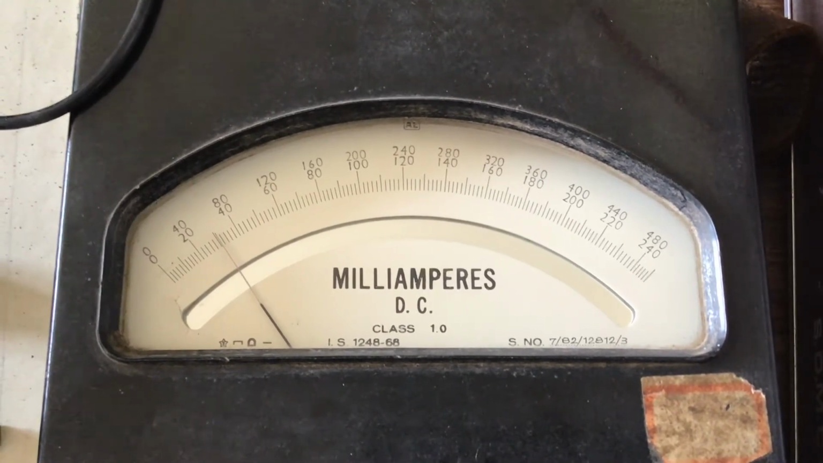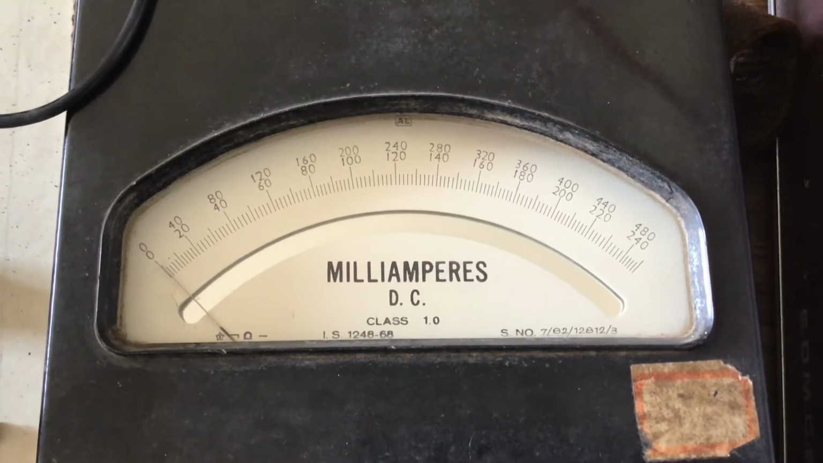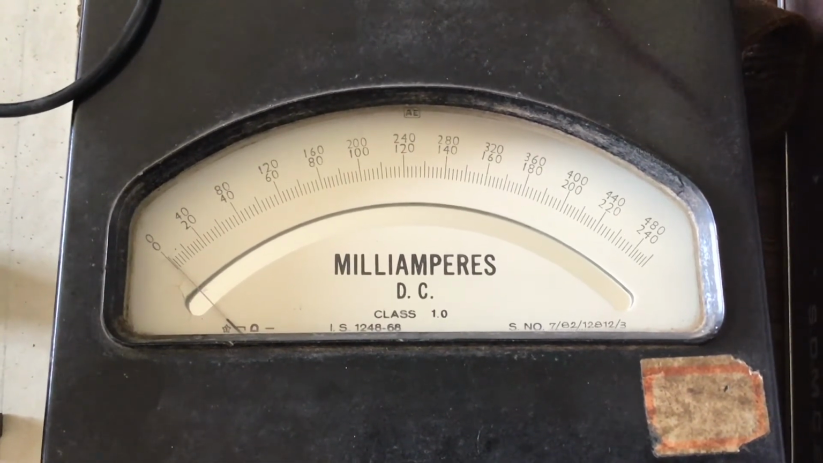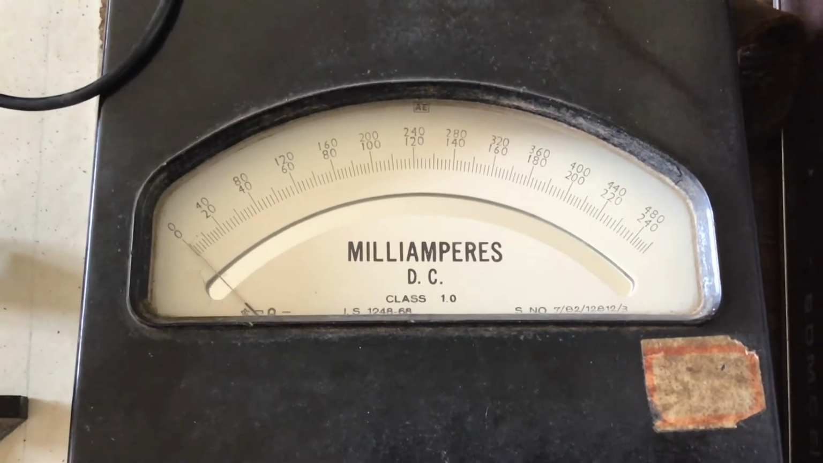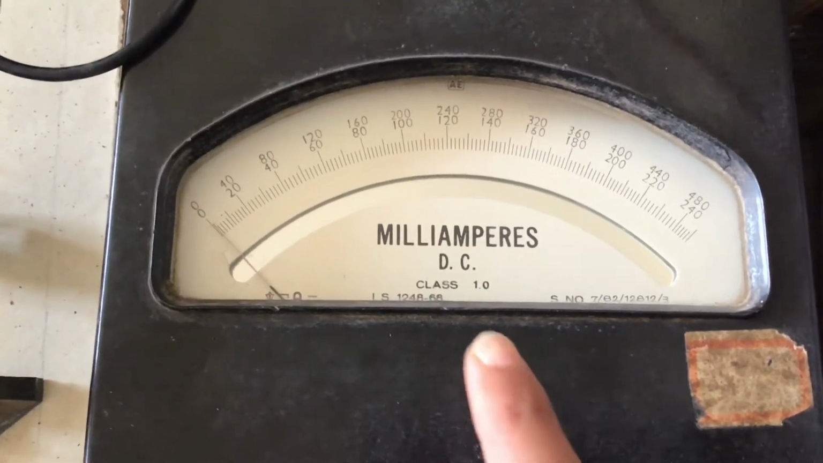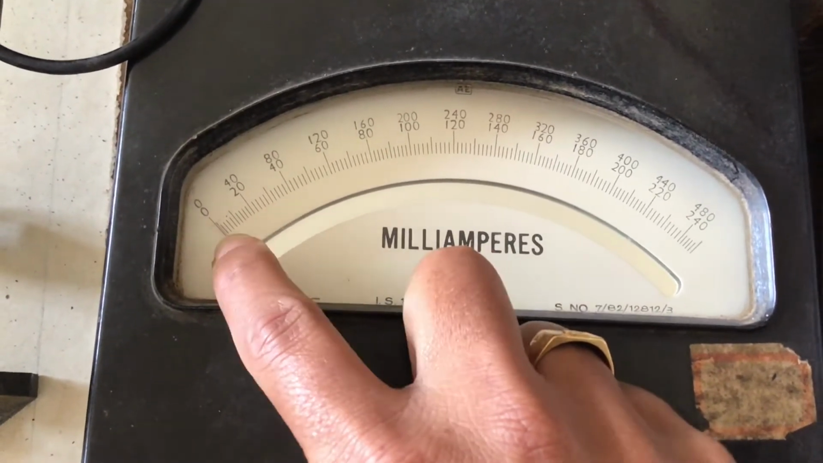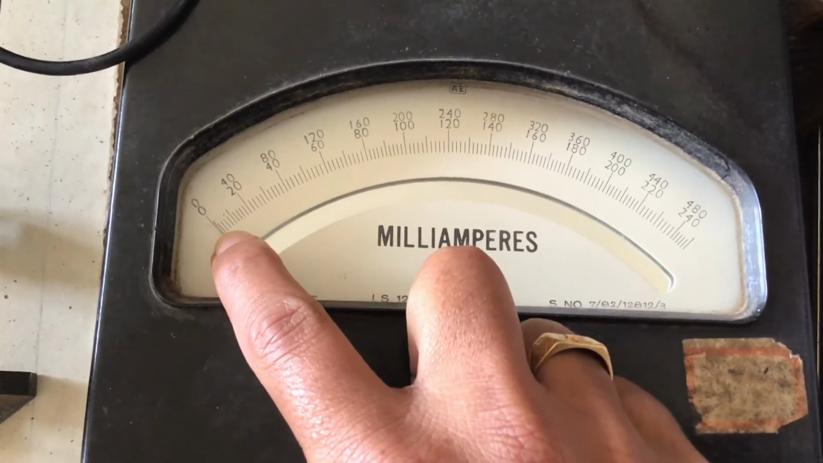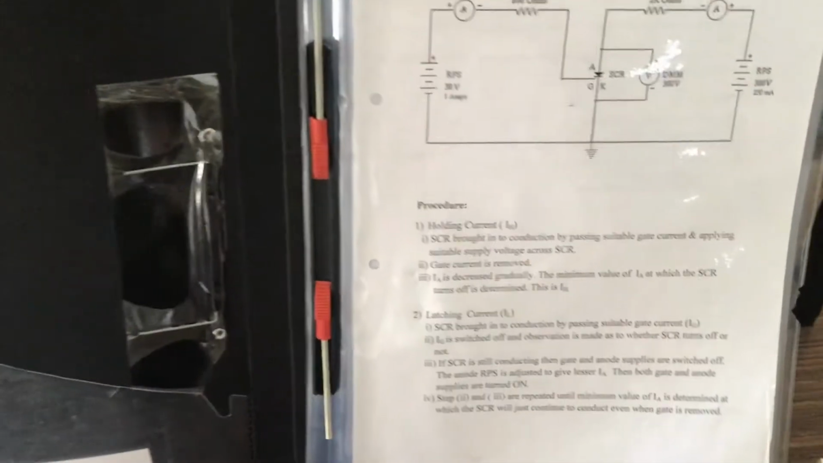I am slowly decreasing. You have to do it slowly. Somewhere around 30 milliampere we got it. So that is the holding current. You could have observed that when it was at 30 milliampere, it suddenly dropped down to 0. So that is your holding current. Now we have seen how to find IH, that is the holding current.